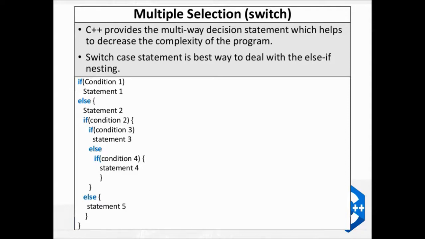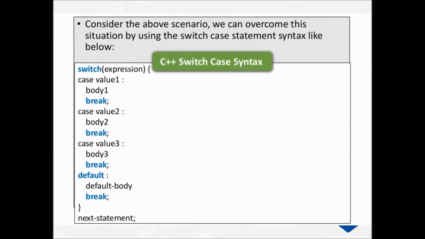So instead of these nested if statements, we can overcome this situation by using the switch case statement syntax like below. Instead of writing if, we use the keyword switch, then an expression. Inside that switch we write case value 1 and body 1, then break, then case value 2 body 2 break, case value 3 body 3 break, and the default body, then break, and then the next statements. So for each if statement we write a case value, and for the last else we write a default body.